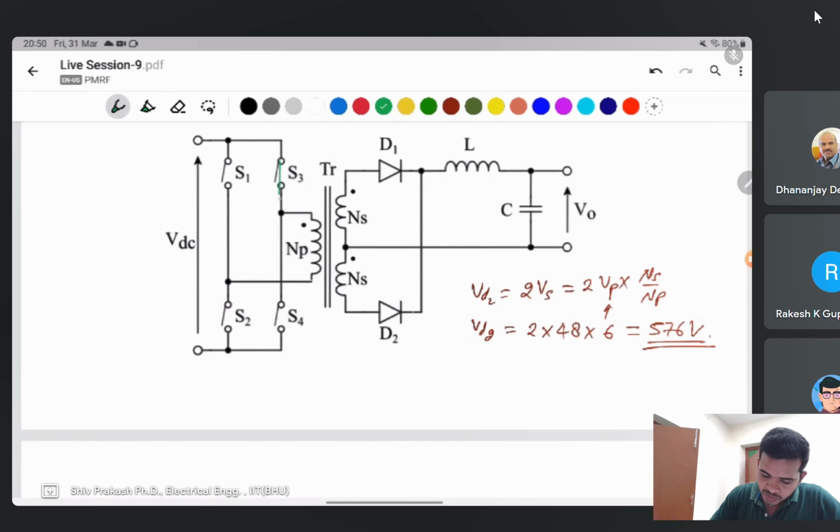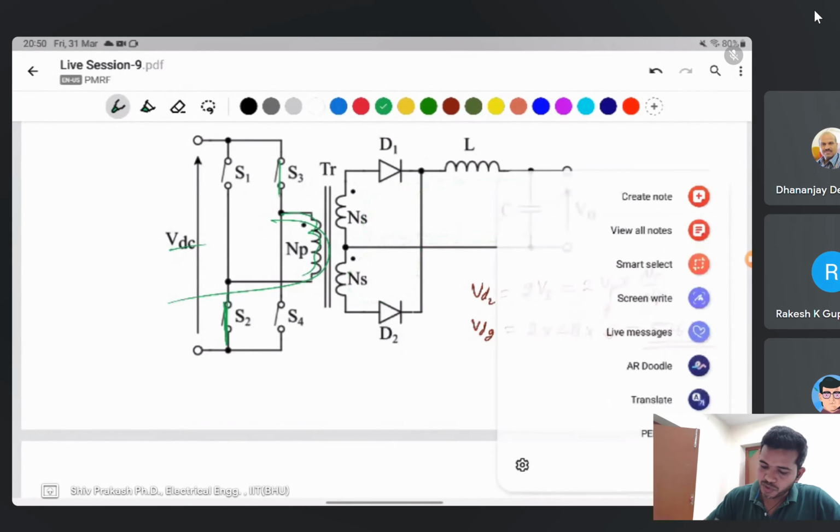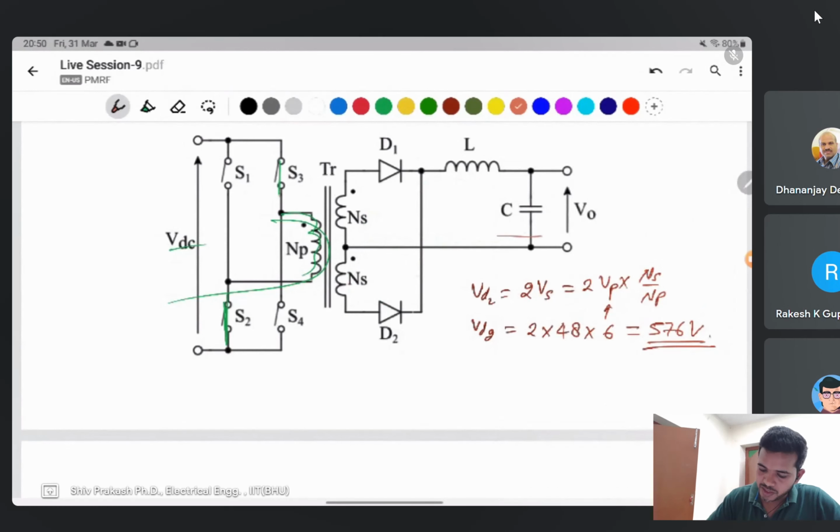This is the same as if you say when S1 and S2 are on, then this voltage appears here across NP, and the current flows like that. When both switches are off, then the same current flows like that. In the push-pull converter, the current flows like that through both windings.